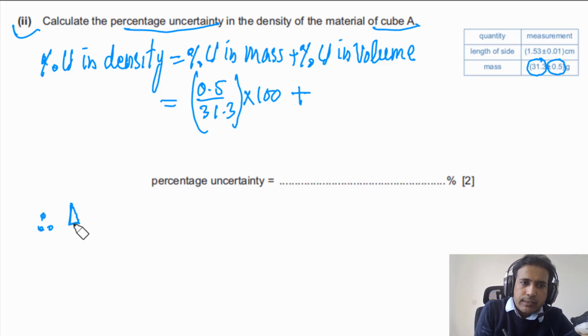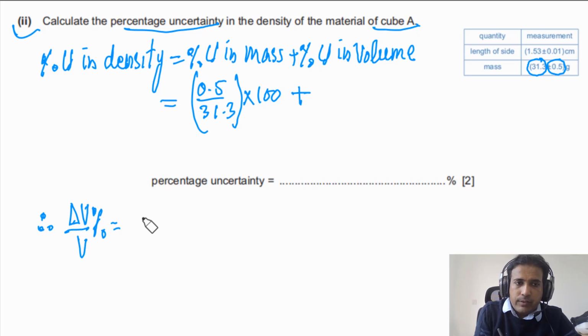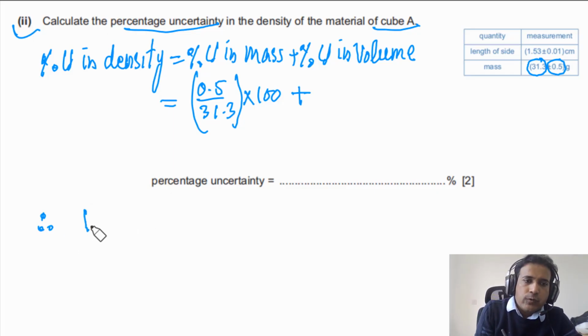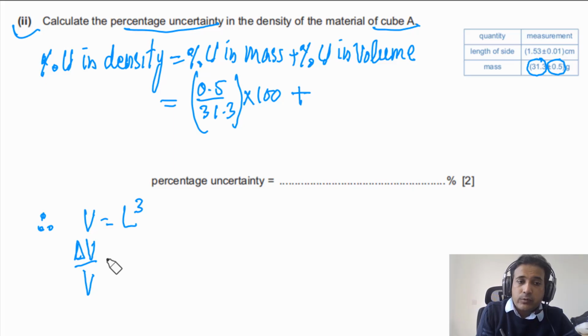So the fractional uncertainty in volume, delta V by V, and if you want to convert this into percentage, let me explain a little bit in detail. Maybe some of you will be confused with this, so let me rewrite again. Volume in this case is given to us, that is equal to L cubed. So what is the fractional uncertainty in volume? This will be delta V by V. If we want to convert into percentage uncertainty, we can say this is the percentage uncertainty in volume.